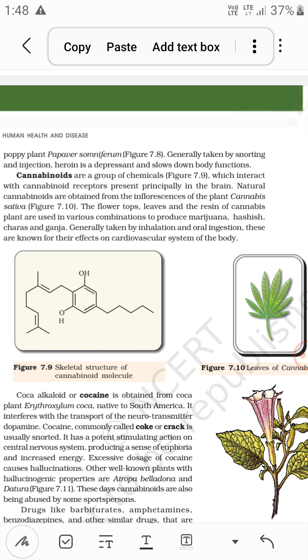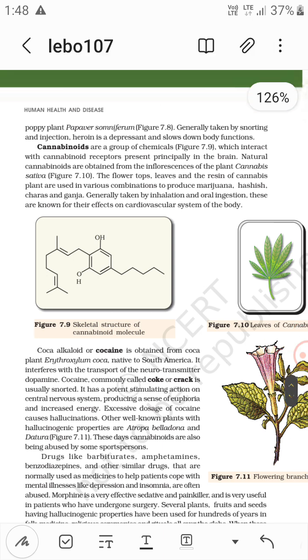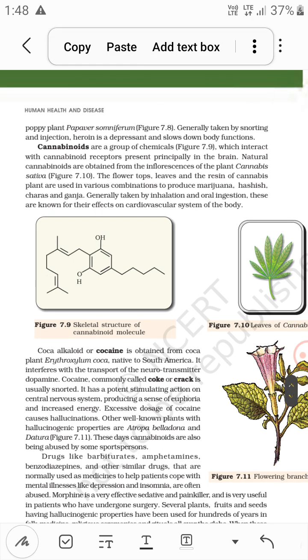The flower tops, leaves, and the resin of the cannabis plant are used in various combinations to produce marijuana, hashish, charas, and ganja. Generally taken by inhalation and oral ingestion, these are known for their effects on the cardiovascular system of the body. C for cannabinoids, C for cardiovascular system.